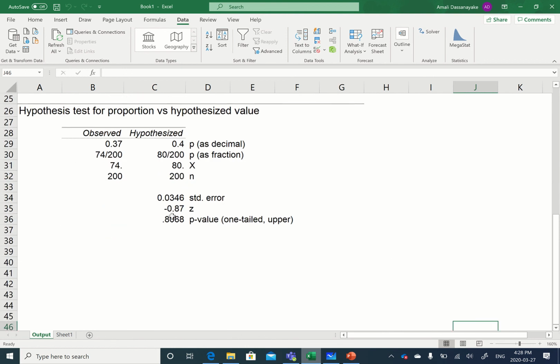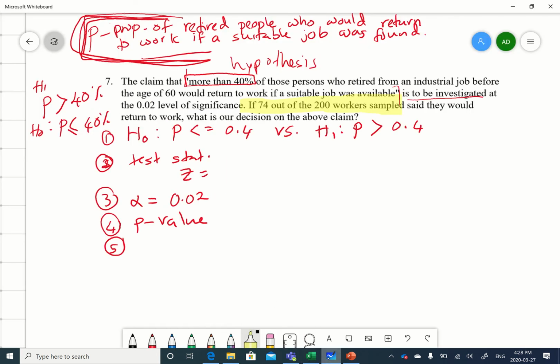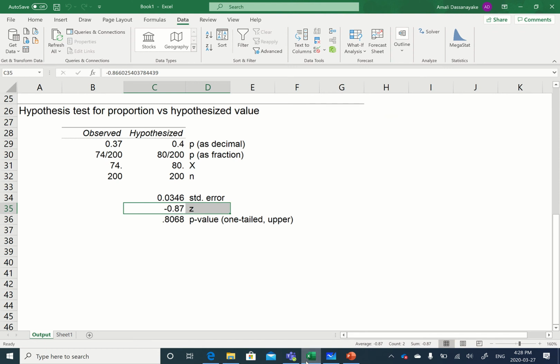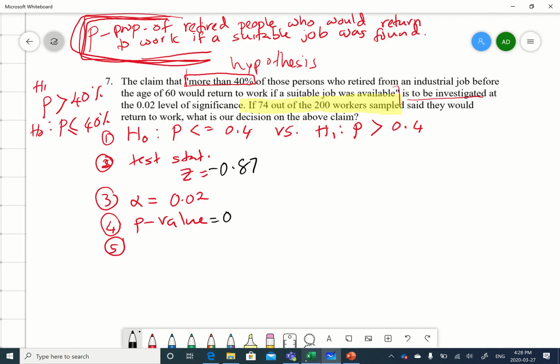Negative 0.87. And then the p-value is 0.8068. Okay, so now this one, the conclusion goes otherwise, right? So the p-value 0.8068 is higher than 0.02. So we do not reject H naught.